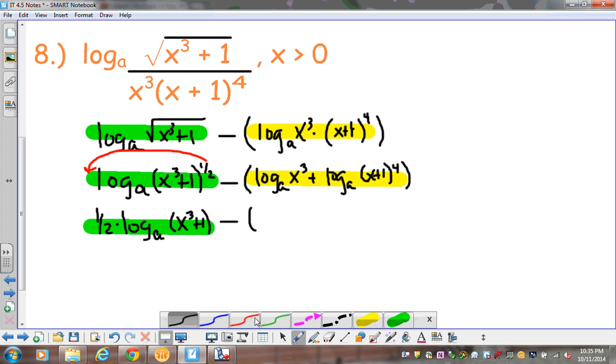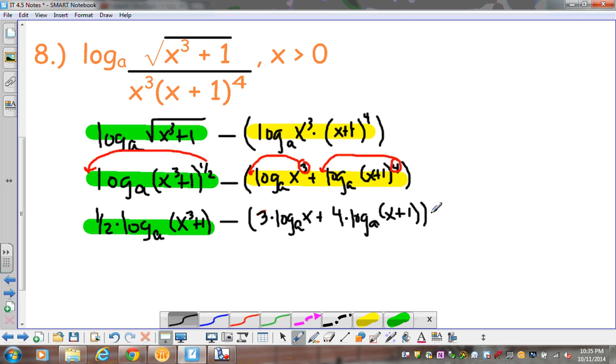Now, this one has a couple of things going on. First, I've got an exponent. We're going to take that and move it in front of the logarithm. Same thing here, this 4, I'm going to move and put in front of that logarithm. So it's going to be 3 times log base a of x plus 4 times log base a of x plus 1.